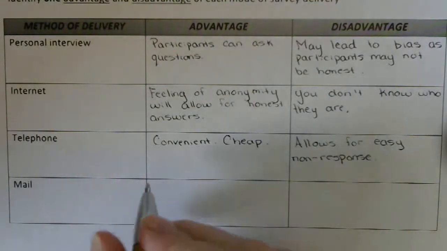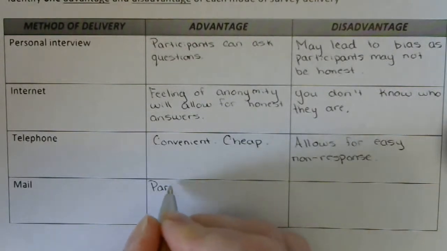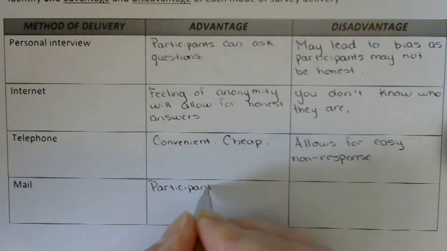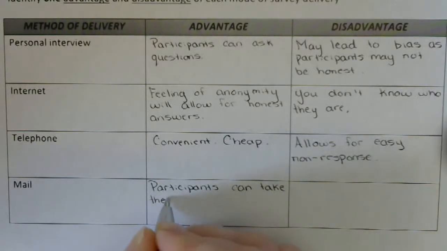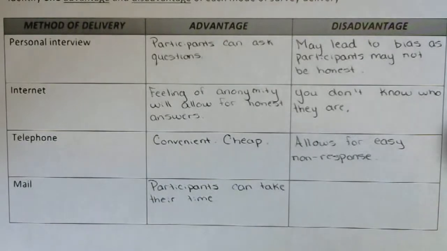Mail. Okay. The best thing about mail is participants can take their time, okay? So participants can get their survey and they can think about it, they can answer it whenever they have time, so you're not pressuring them to answer it right away. Okay? So that's how Statistics Canada, the Canadian government, does a census every couple of years. They'll mail it to you, and then you have until a certain date to get it back to them, which is pretty nice.